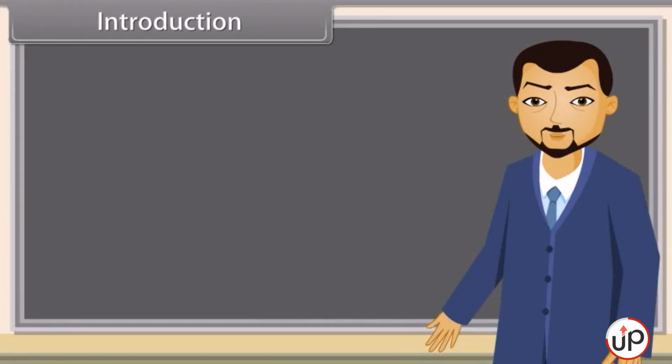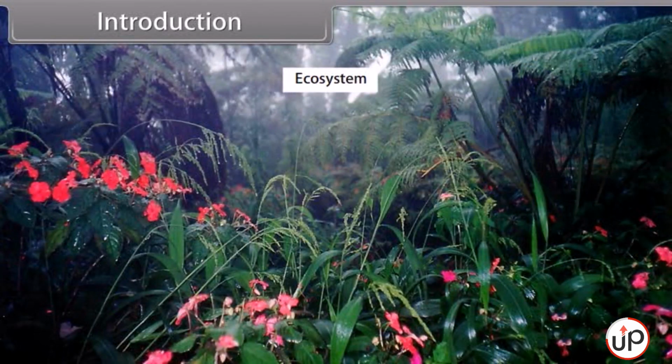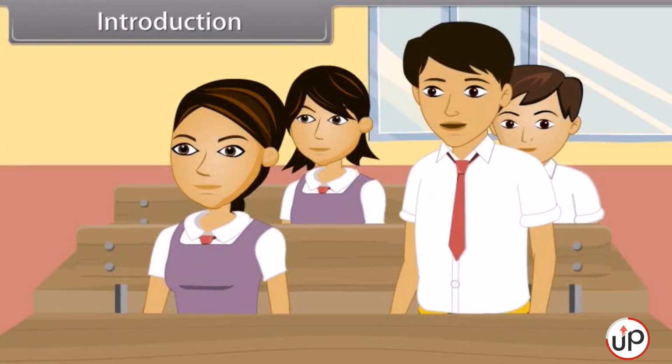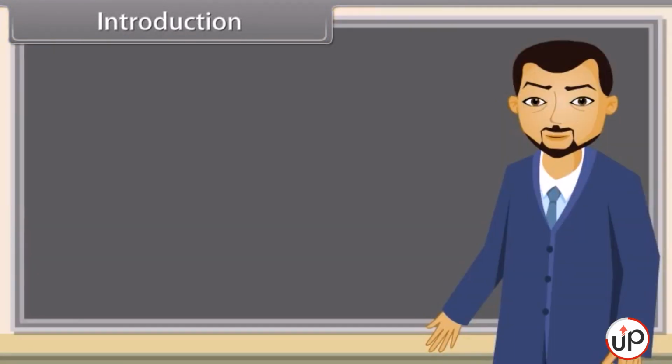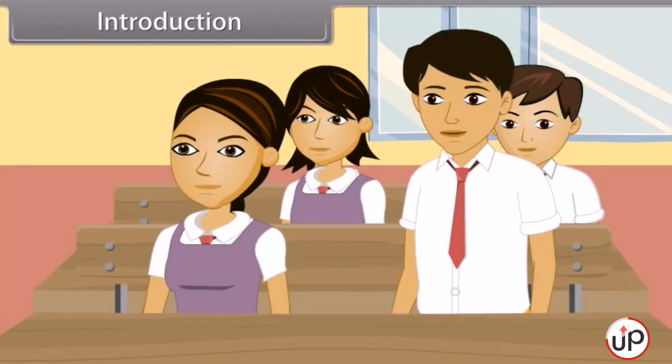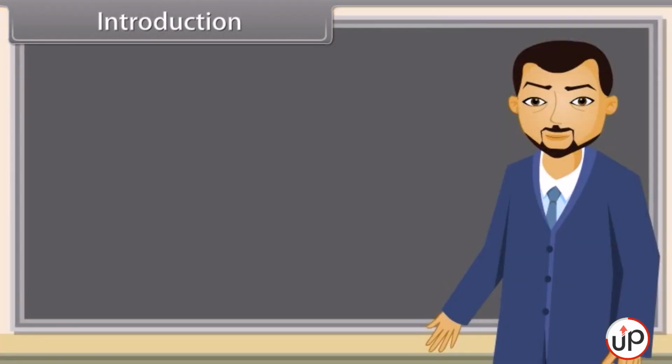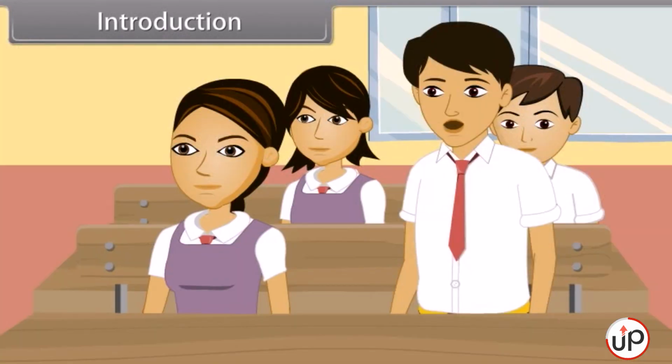Students, today we will learn about ecosystem. Okay, teacher. Anybody knows what is an ecosystem? Yes, teacher. A system that includes biotic factors and abiotic factors functioning together as a unit. Very good. What do you mean by biotic factors? It includes all the living things.